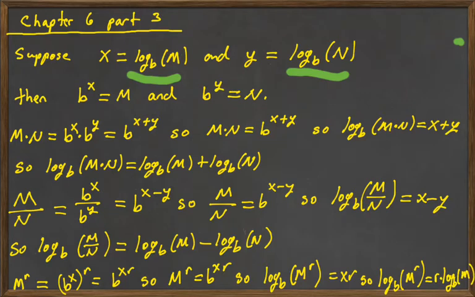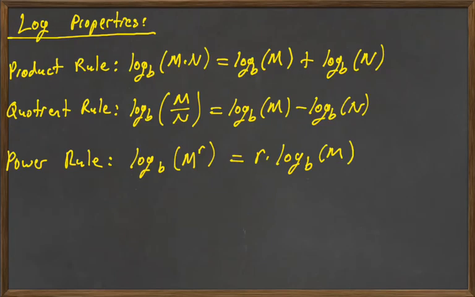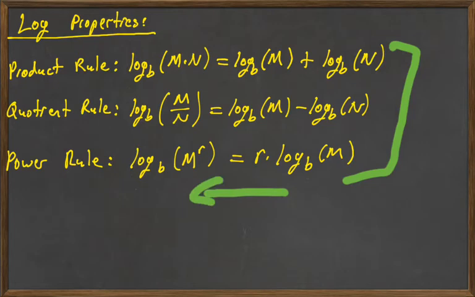So we'll go ahead and summarize that on the next page here. So here's some log properties. So you have the product rule, log base b of m times n is equal to log base b of m plus log base b of n. The quotient rule, log base b of m over n is equal to log base b of m minus log base b of n. And then the power rule, log base b of m to the r is equal to r times log base b of m. Now when we're solving log equations, usually what we're going to be doing is starting with multiple logs, and depending on what operation we have, we will condense them into a single logarithm.